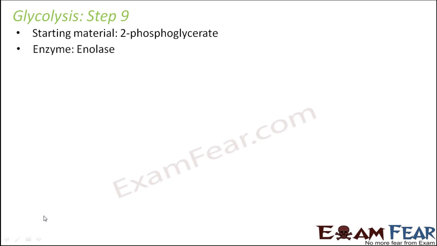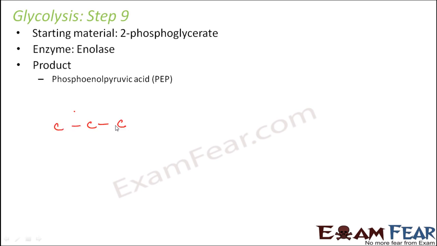So the next step, that is step 9. Here the starting material will be 2-phosphoglycerate, that is the product which was formed in step 8. And the enzyme which will act here is enolase. And this enzyme will give rise to the product PEP, that is phosphoenolpyruvic acid. So how will this form? Let us have a quick look. So we had 2-phosphoglycerate. The exact structure of 2-phosphoglycerate looks somewhat like this.